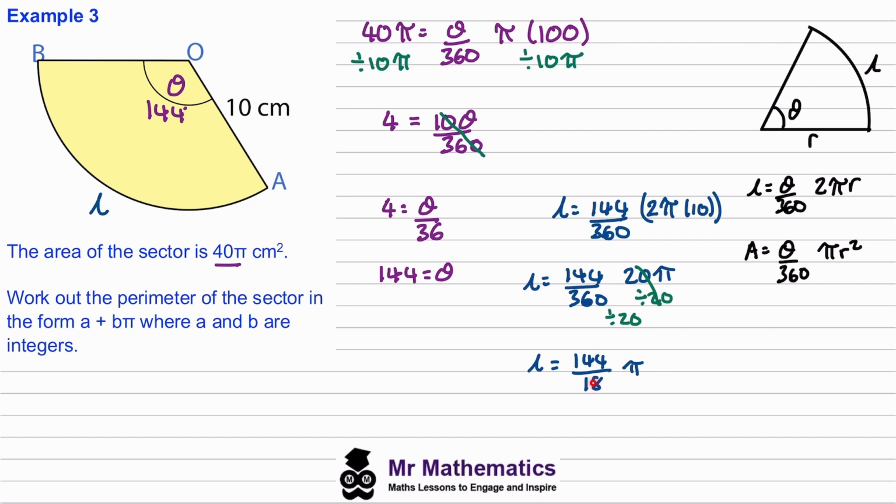And 18 is a factor of 144. So we get the arc length is 8 pi. I'll label this on the diagram. So now the perimeter will be the arc length plus the 2 radii. And this is in centimeters. So we know that A is equal to 8 and B is equal to 20. Okay? Let's try one more question.